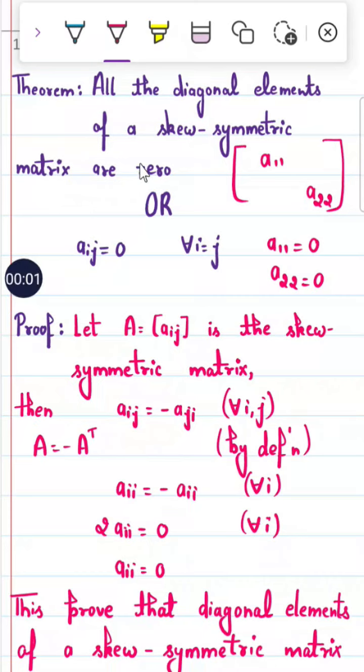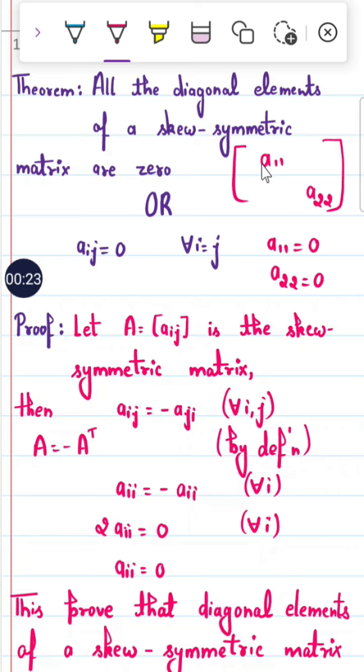Hello friends, today we will discuss skew symmetric matrix and symmetric matrix properties. Now, what is the skew symmetric matrix? A skew symmetric matrix is A equals minus A transpose, where the entries are equal to the negative of the entries. Now, skew symmetric matrix diagonal elements are 0.